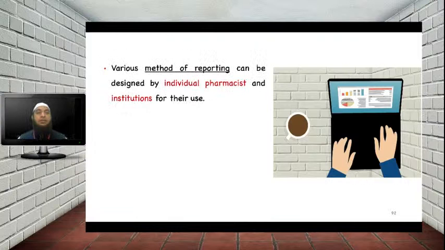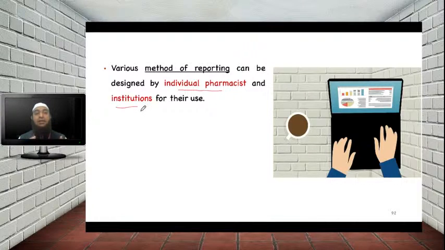In addition to this, various methods of reporting can be designed by individual pharmacists and institutions for their use. We have seen that in the reporting of adverse drug reaction there were four methods: the spontaneous method of reporting, patient direct reporting, case study and case publication, and we have also seen the yellow card system. In addition, even a pharmacist can customize a particular reporting system for his particular area. Likewise, in a hospital setting also you can customize some method of reporting as per your own convenience.